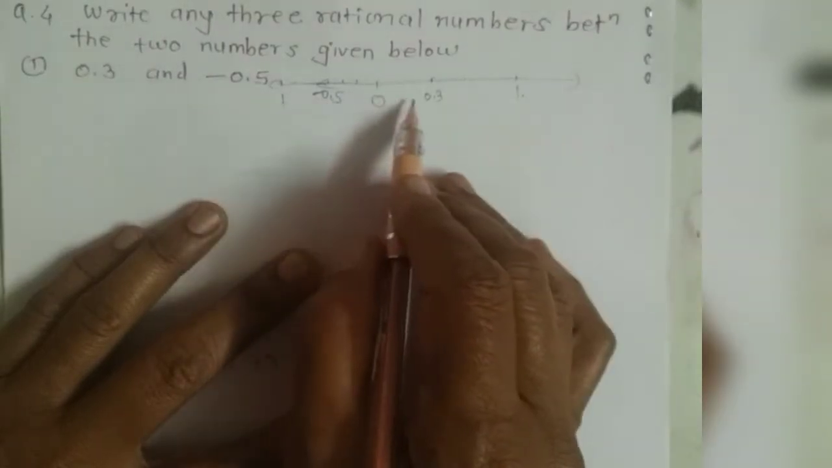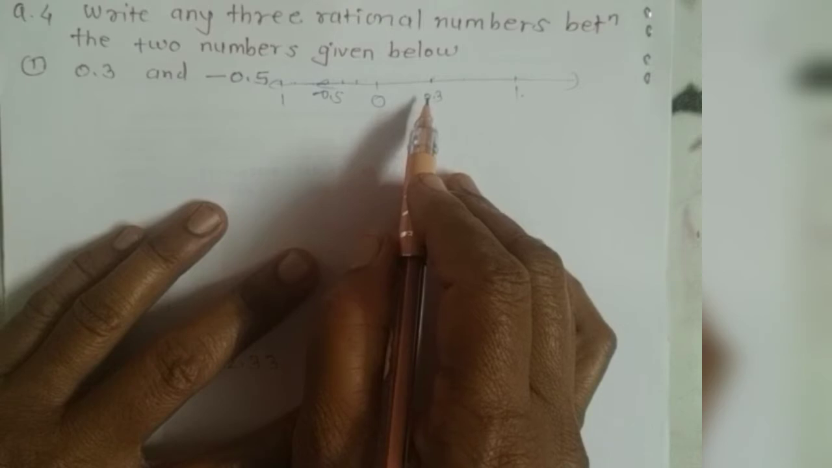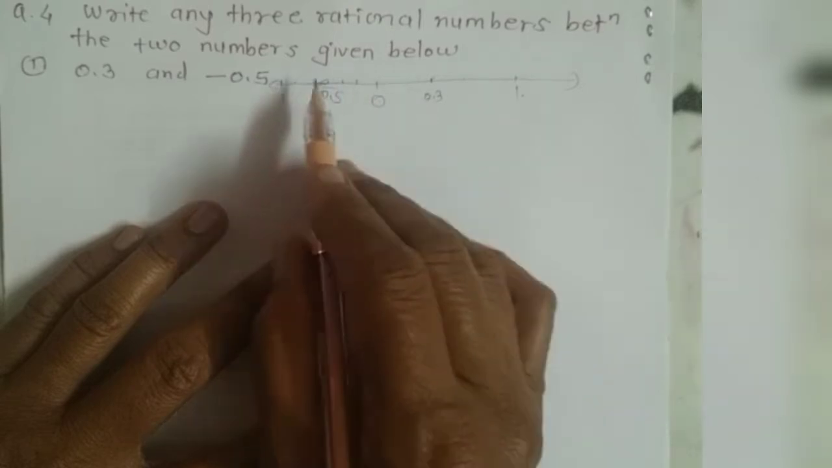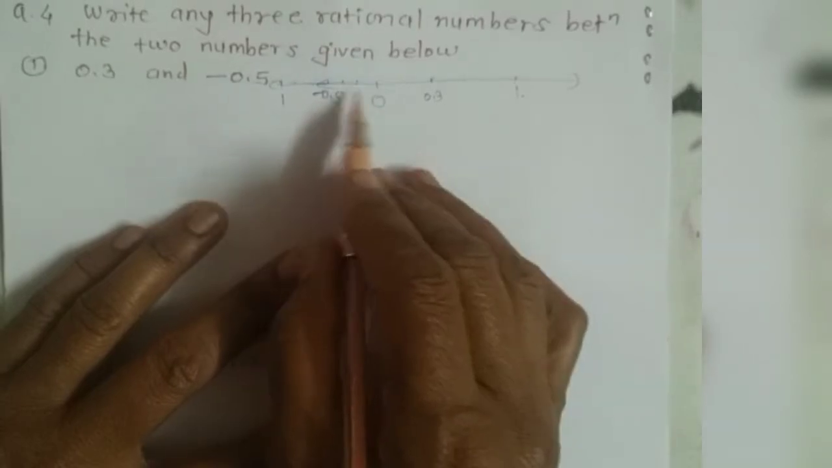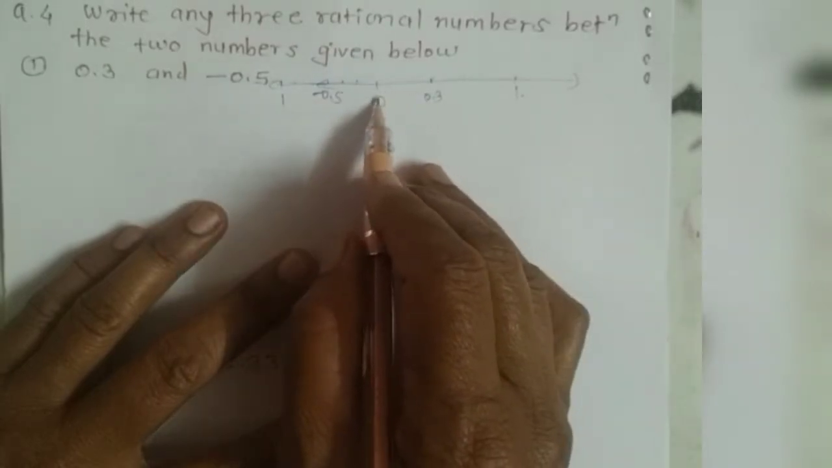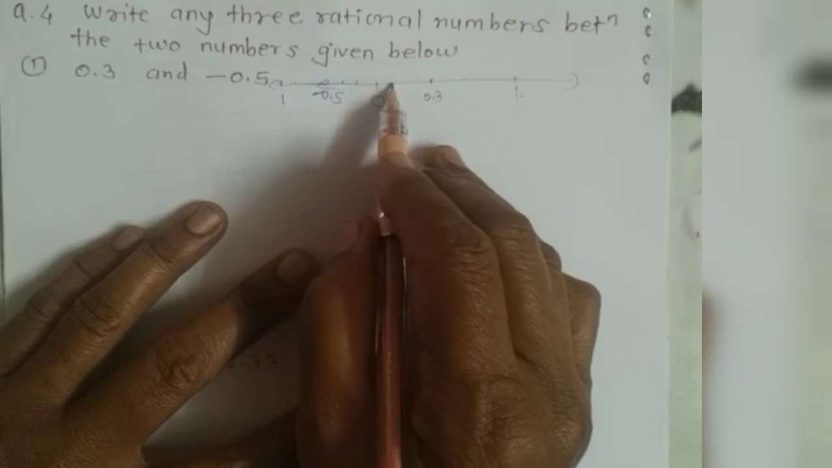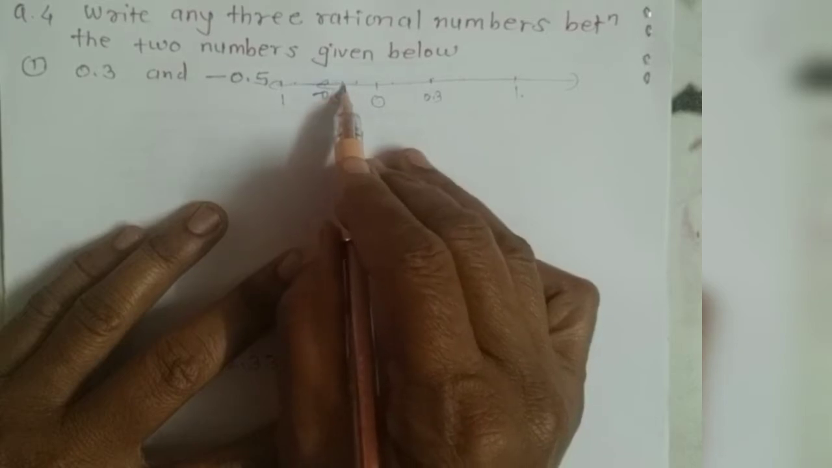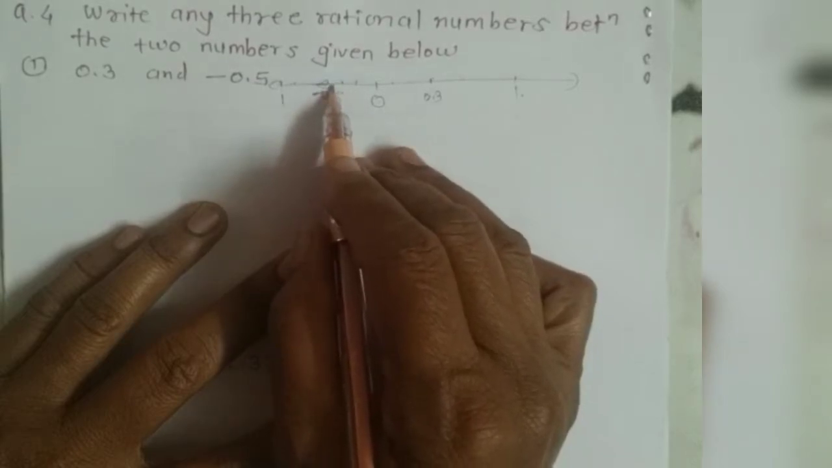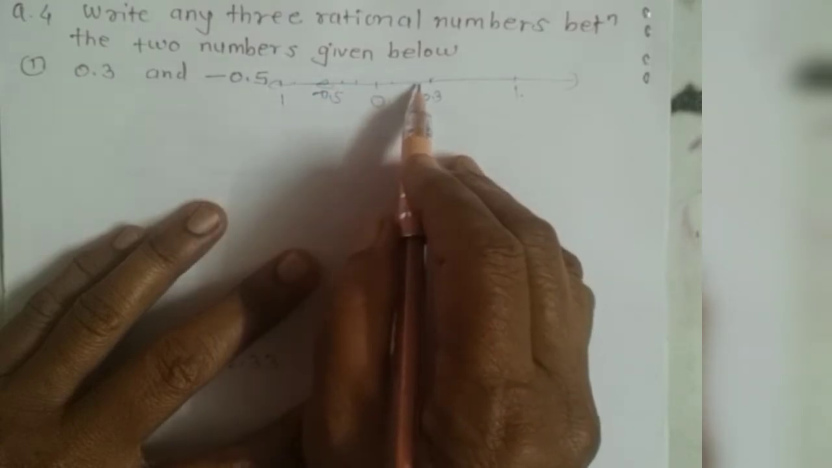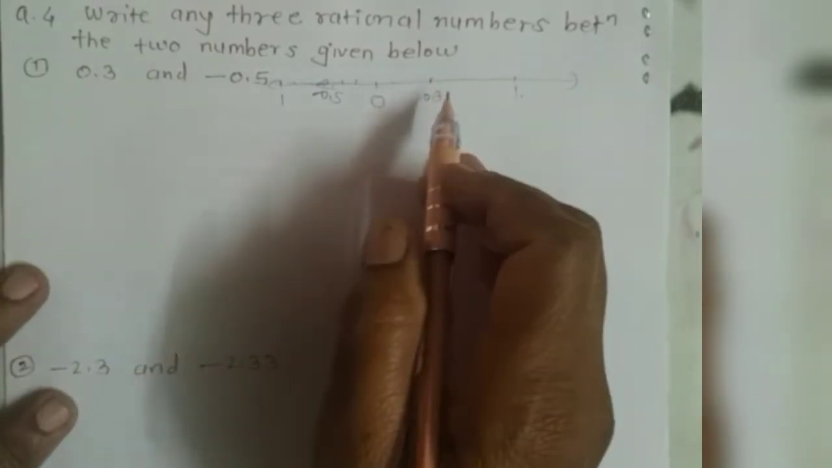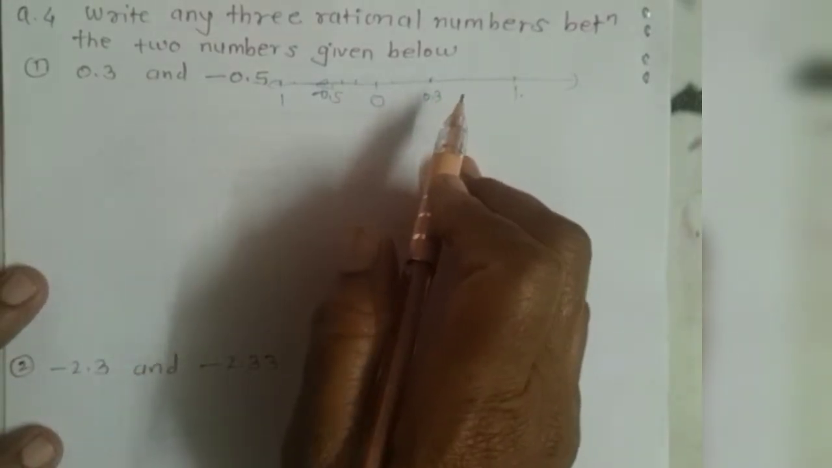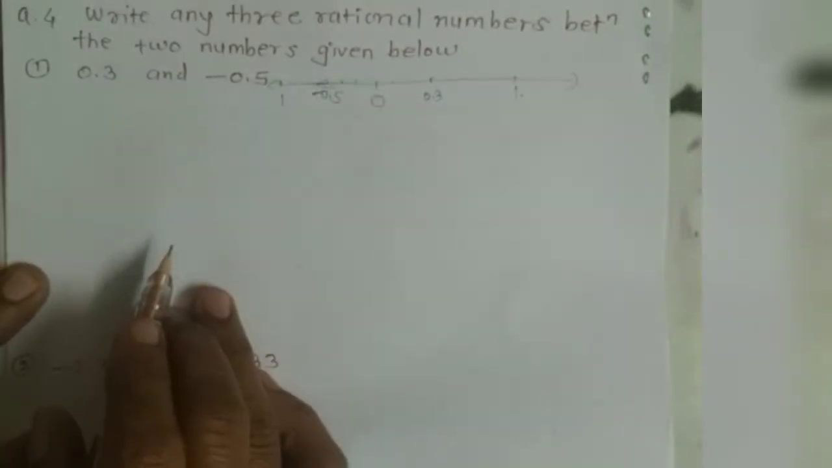And according to the number line, we can write any numbers. Here 3 rational numbers are required. Any 3 rational numbers, including 0. For example, 0.1, 0.2, 0, negative 0.1, negative 0.2, negative 0.4. Out of all those numbers we can write any 3 rational numbers. But according to the average concept, taking the average of 2 numbers, we can find the middle number.